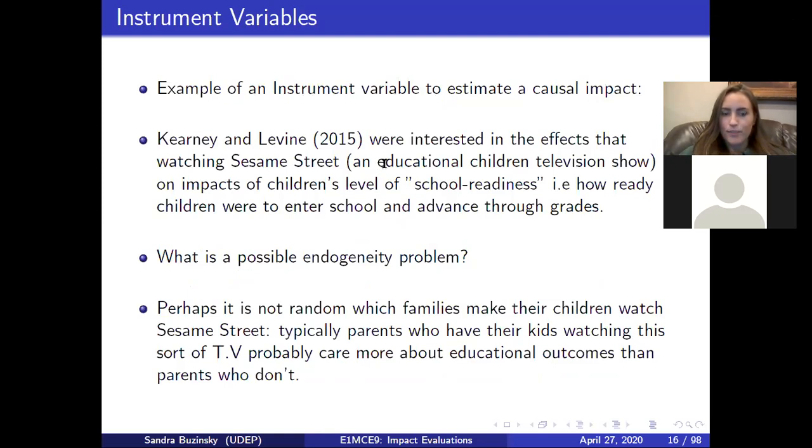Okay. I'm going to pause on that because this is kind of random, but it's a good example of an IV. So this is just an example of an instrumental variable to estimate a causal impact. So these two authors, Kearney and Levine, were interested in the effects of watching Sesame Street. I don't know if you guys watched Sesame Street as children, if it was available in Spanish, but I was super in love with this show. It was awesome and very educational. So it's a really common kids television show in the United States and Canada.